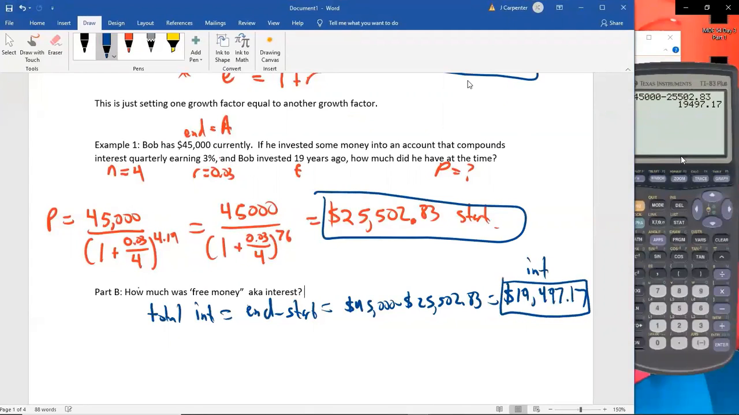Interest, the free money, almost 20 grand. We started with about 25 grand. We got about 20 grand for free, giving us about 45 grand at the end. Just thinking in terms of nice, bigger numbers.